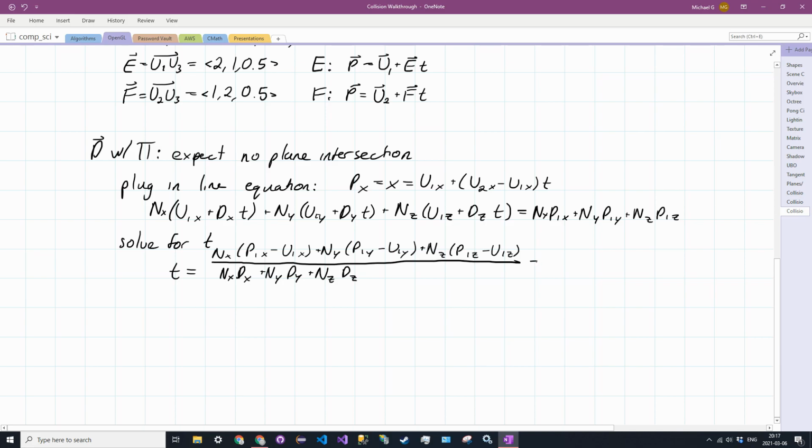And if we analyze this equation a bit, what we're going to see is that the numerator is equal to the normal vector dotted with the vector going from u1 to p1. And then the denominator, so this is over n dotted with d. That one's a little easier to see.